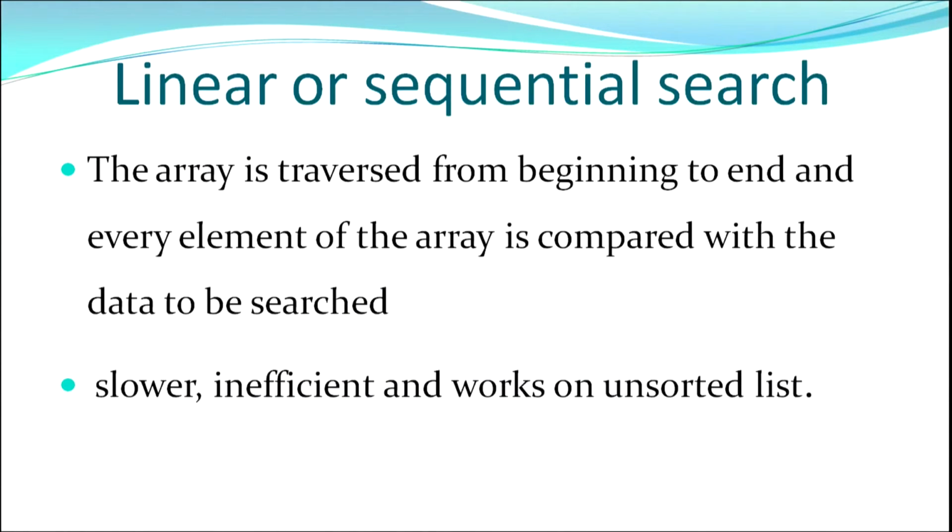If it is not found, then I move on to the next element, means the array is traversed from beginning till end. Since this method requires a lot of comparisons, say for example, the element that I want to search is at the end of the array. That means I am doing so many comparisons before I am reaching the actual element. That is why this method of linear search is considered to be slower, inefficient, and it works on unsorted lists, means there is no proper order in which the array is being stored. So, this is what is linear search.